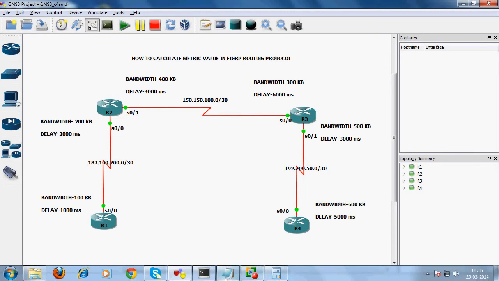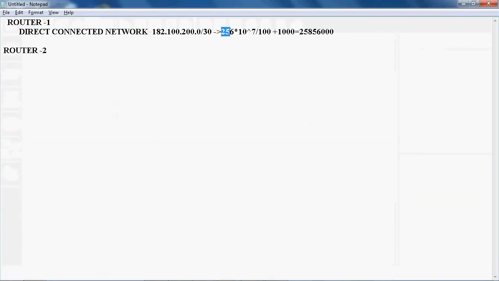So here the formula is 256 into 10 power 7 divided by bandwidth. Why are we using 10 power 7? Because the delay is in milliseconds and the bandwidth is in kilobytes. So the kilobytes are converted into milliseconds using 10 power 7 divided by kilobytes. So 256 into 10 power 7 divided by 100 plus 1000. So the value is 25856000. This is the metric value for the directly connected network of R1.